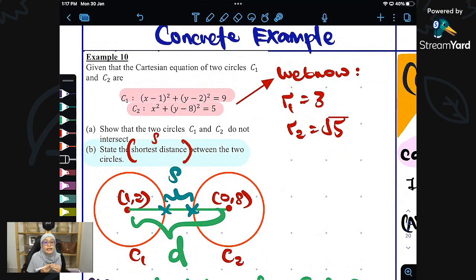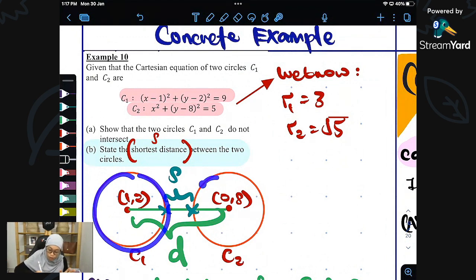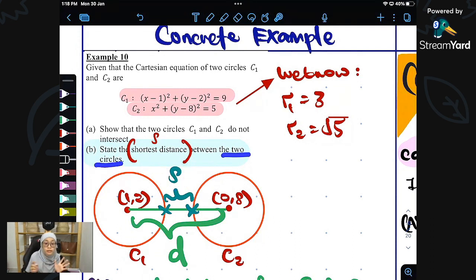It means that you already understand that the circles are indeed not touching. And we have to find this distance. Can you see this blue color line here? This distance is called the shortest distance between the two circles. So we need this one, this S. Okay, so how do we find the shortest distance between the two circles?